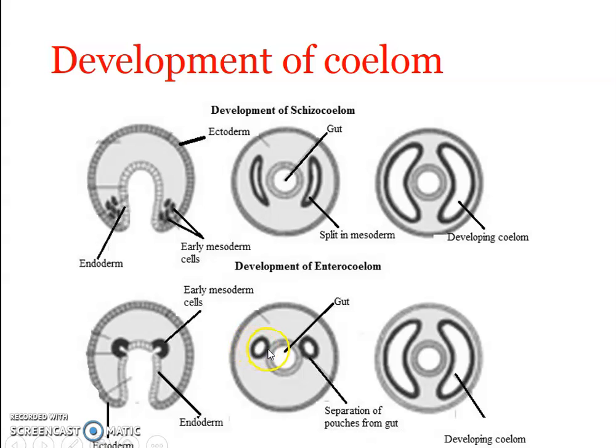But later in the development, what happens? This outpushing gets separated from the lining, and it develops into a pouch-like structure, and this widens out. You can see this has widened out, and this developed into the coelom. This is known as enterocoelom, because what is enteron? Enteron refers to the gut, isn't it? And here the gut is developed from the archenteron, isn't it? So this is the enterocoelom.